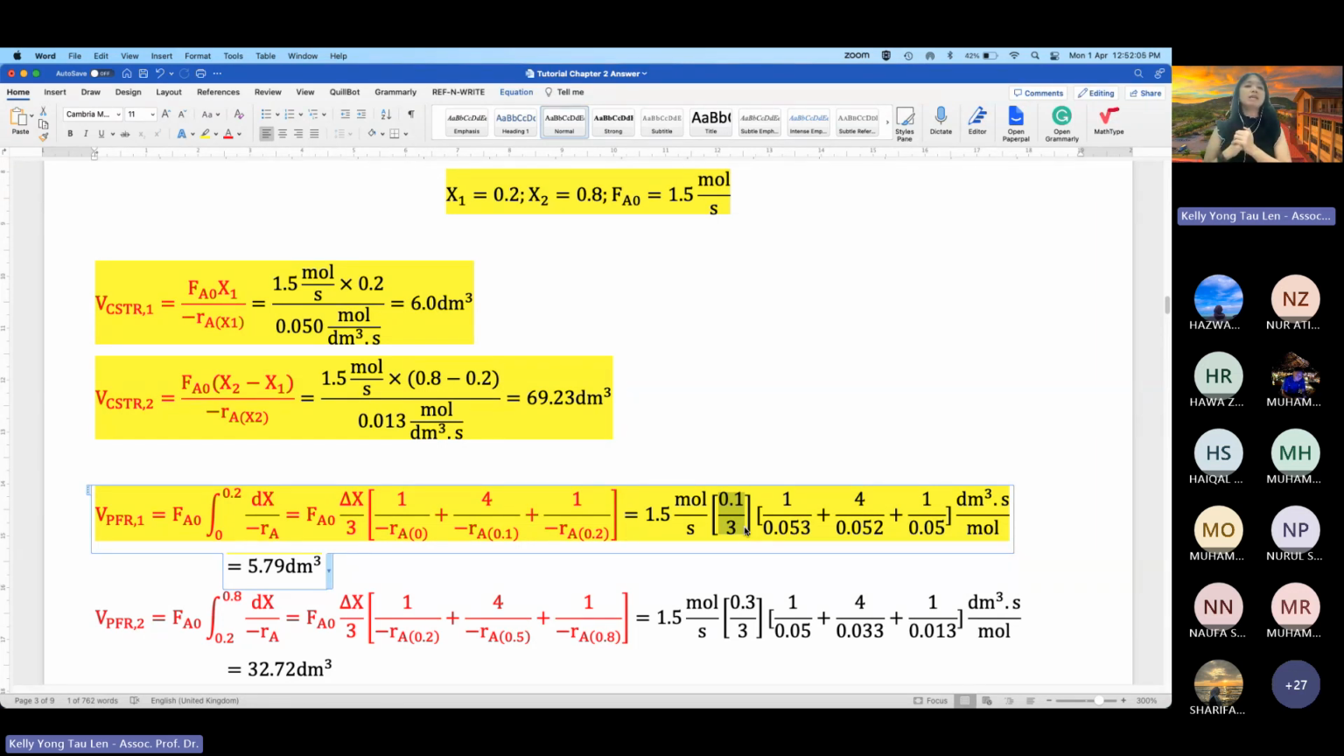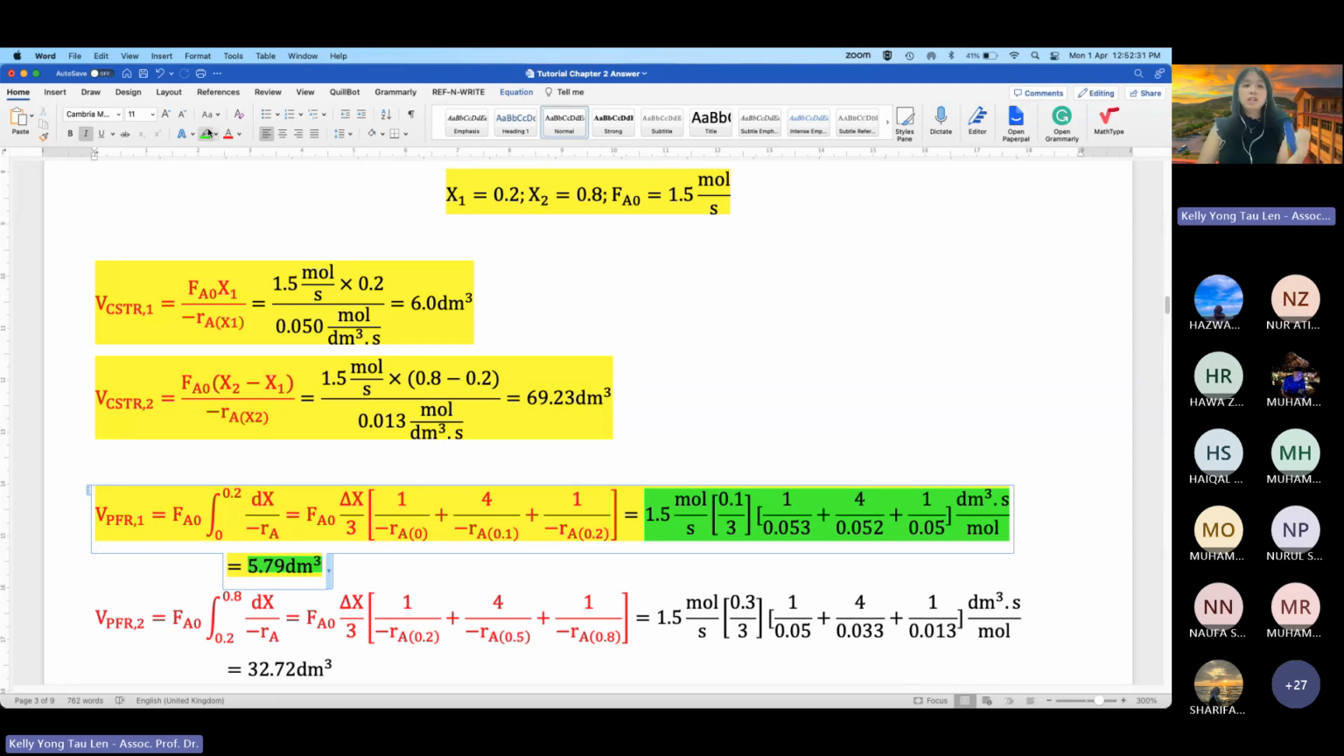Either way, the gap is still 0.1 for your delta x, so you can replace with 0.1. When you solve this equation, you will get the volume as 5.79 dm cube. Again, our available reactor volume is 50, and our needed calculated one is just 5.